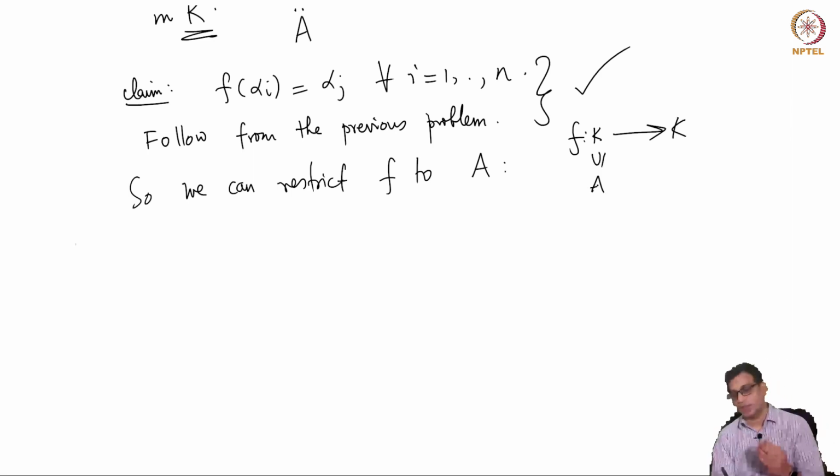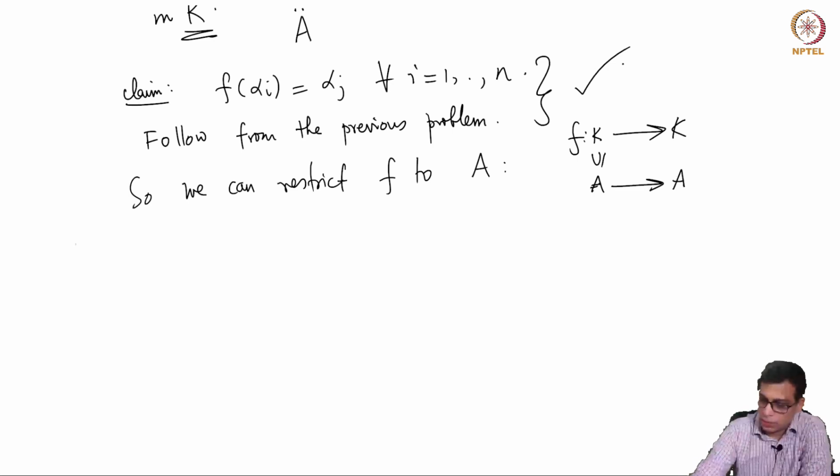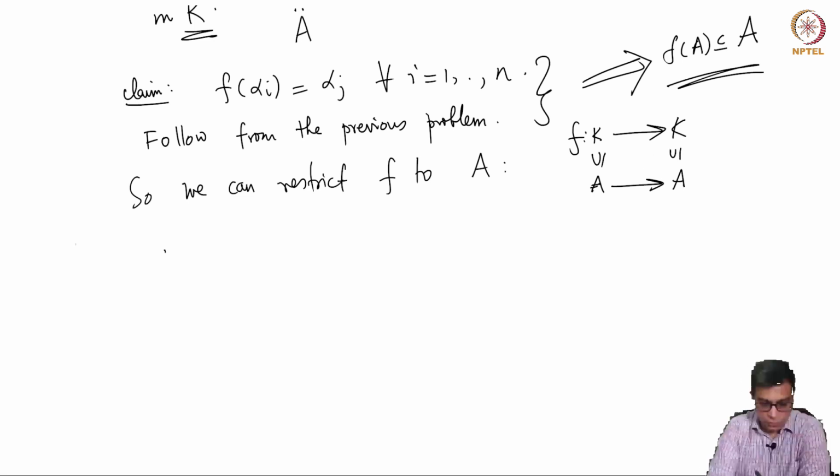A is a small subset. K is potentially an infinite field, so A is a finite set. In general, f of A could be some other set in K, but we just showed that f of A is contained in A, because you take an element of A, apply f to it, and you land again in A. So f can be restricted to A to give a map from A to A.